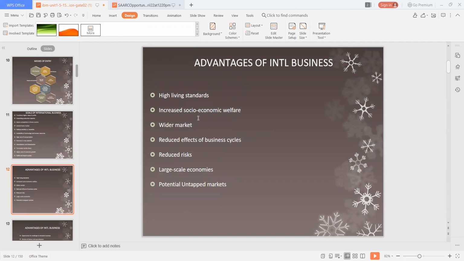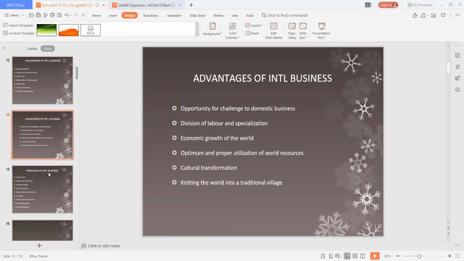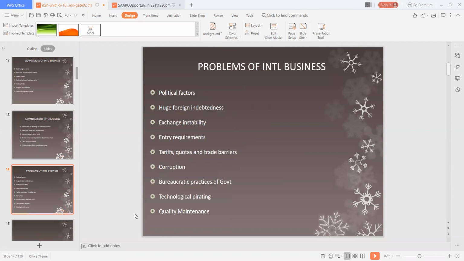So advantages, already discussed: high living standards, increased socio-economic welfare, wider market, reduced effect of business cycles, reduced risk, large-scale economies, potential untapped markets, opportunity for challenge to domestic business, division of labor and specialization, economic growth of the world, optimum and proper utilization of world resources, cultural transformation, knitting the world into a global village. So problems, again, we discussed that.